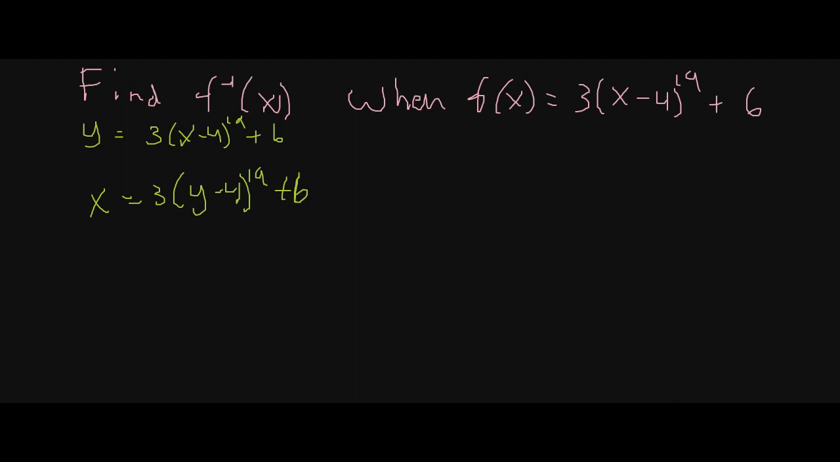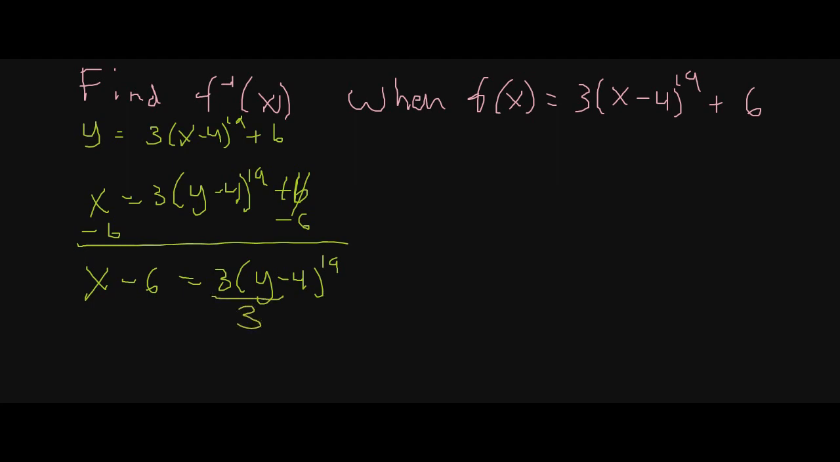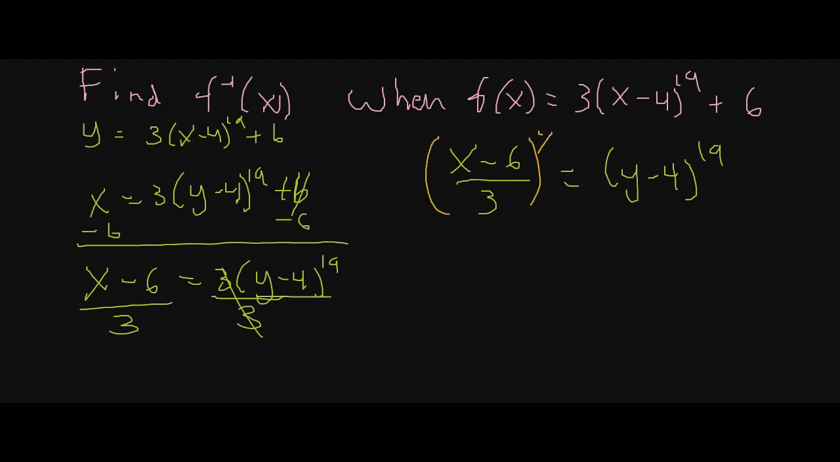Plus 6. I subtract 6 from both sides to undo any addition or subtraction, so we get x minus 6 is equal to 3(y minus 4) to the 19th. Now we want to undo any multiplication or division. We divide both sides by 3, and we're going to divide the whole thing by 3. So we get (x minus 6) all divided by 3 is equal to (y minus 4) raised to the 19th power. Now we're going to multiply both sides by 1 over 19th because 19 times 1 over 19th is 1, so that's gone.